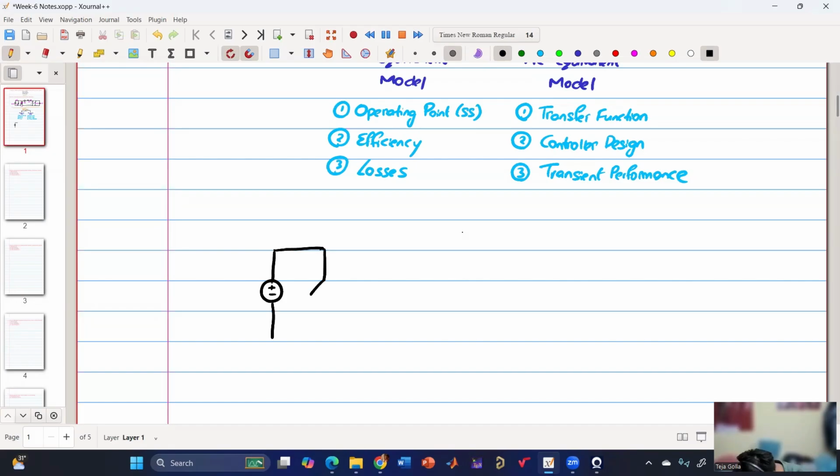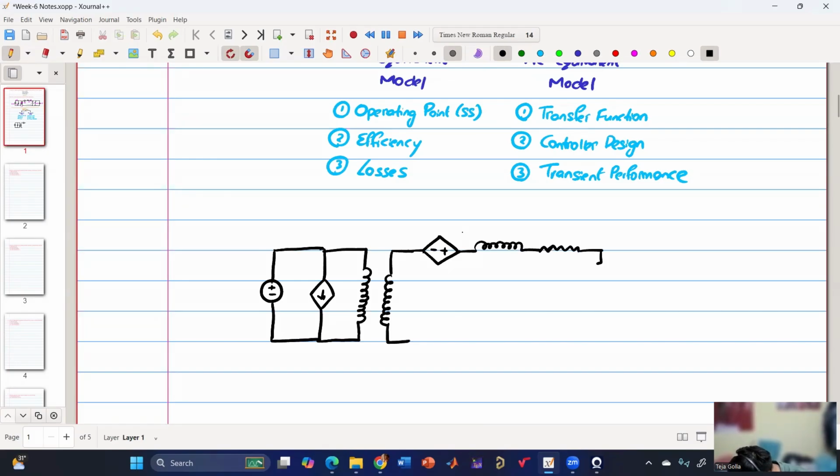Here we have one dependent current source. Here we have a transformer. Here we have one dependent voltage source, and then we have an inductor. We have equivalent resistance, and then we have ESR. We have a capacitor, and then we have a constant resistor load, also constant current flow.